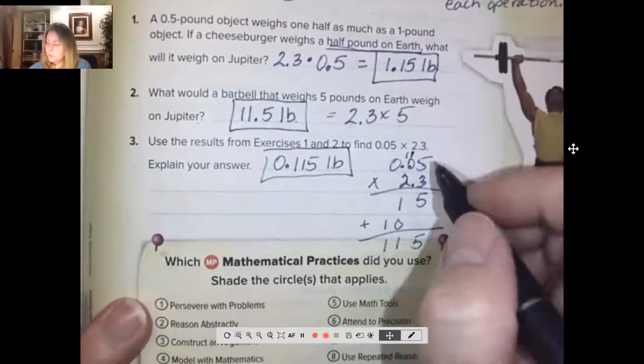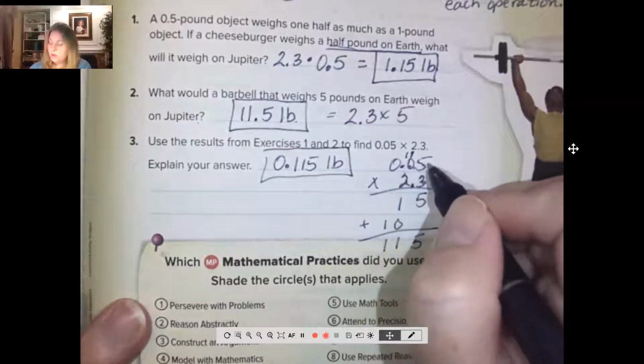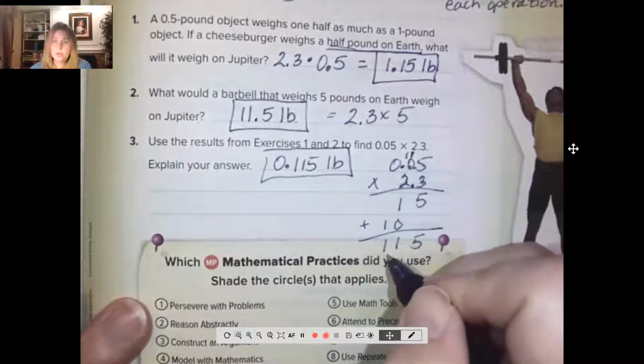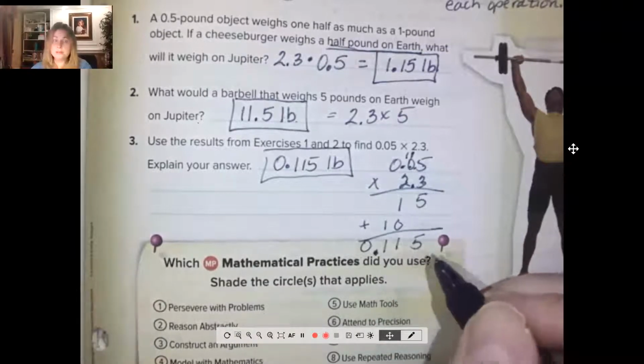So how many decimals were in our problem? Well, we have 1 here, 2, 3. So altogether there were 1, 2, 3 decimals. So in our answer, we need to have 1, 2, 3 decimal places. So this is 0.115 pounds.